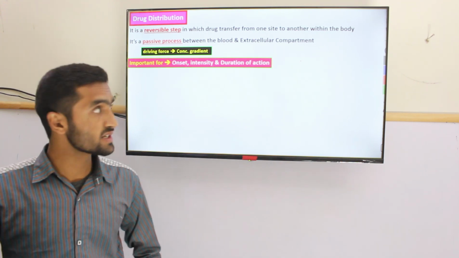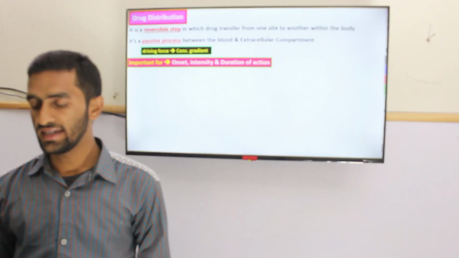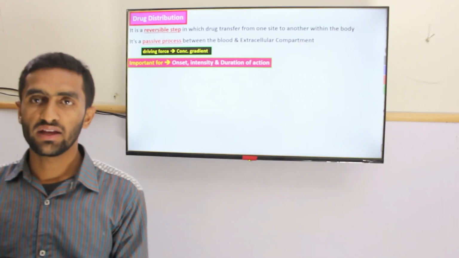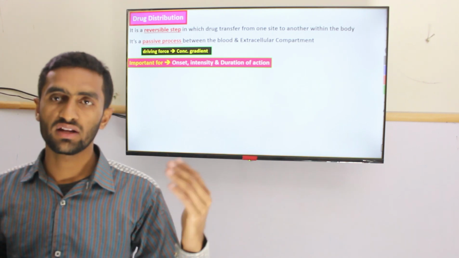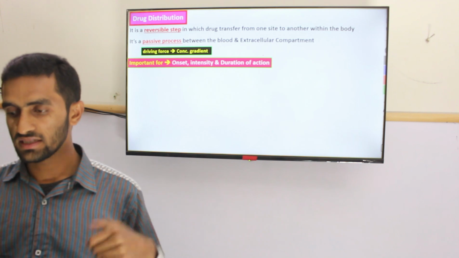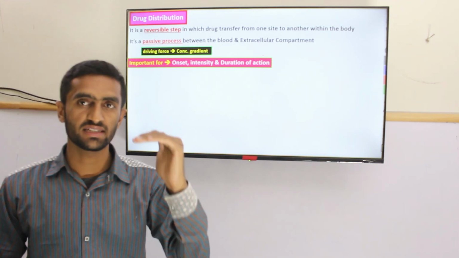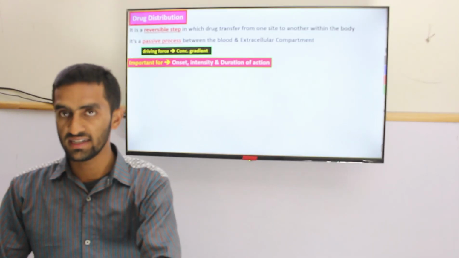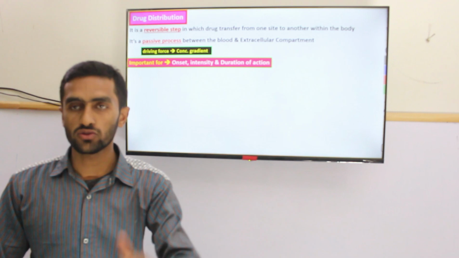So it is important for the onset, the intensity and the duration of your action. If the drug remains in the blood for a longer time, it can perform its action for a longer time. When it reaches the specific concentration, it performs the job, which we call onset, and then the intensity of the action. So it's totally dependent upon distribution.